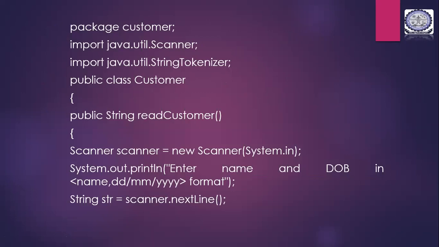So hence we name this as the package customer, and we are importing the util scanner because we have to take in the name of the customer as well as his date of birth. We cannot feed in the date of birth or name of the customer. So we want the user to put in the date of birth and the name, right? So we import the scanner class from the util package. And we have also imported the string tokenizer because we are specifically asked for the string tokenizer class to be used in our program.